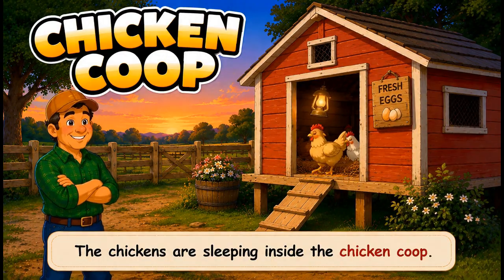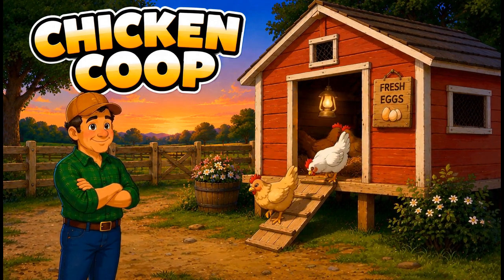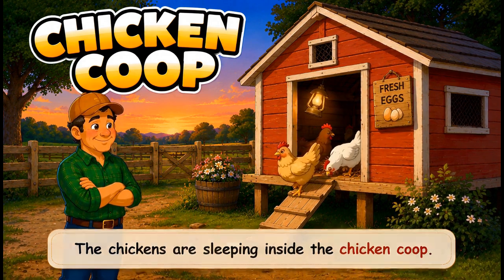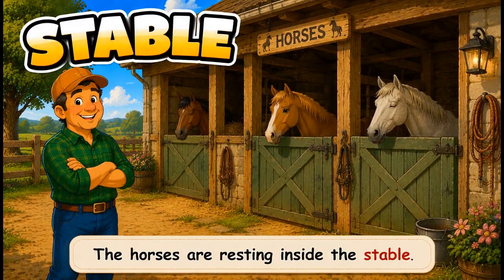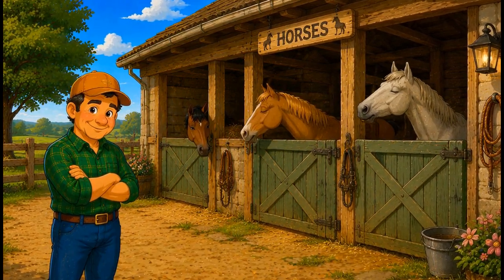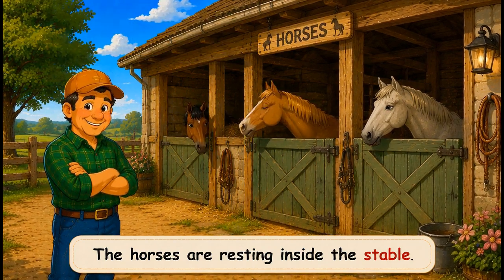The chickens are sleeping inside the chicken coop. The horses are resting inside the stable.